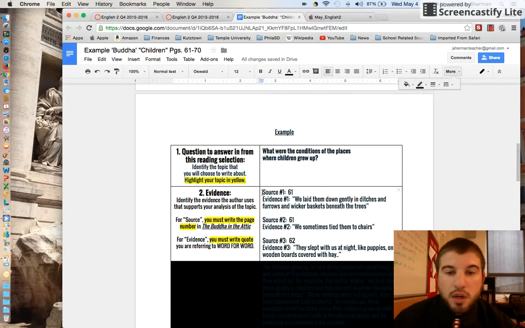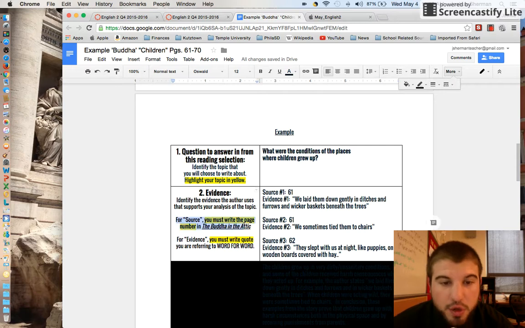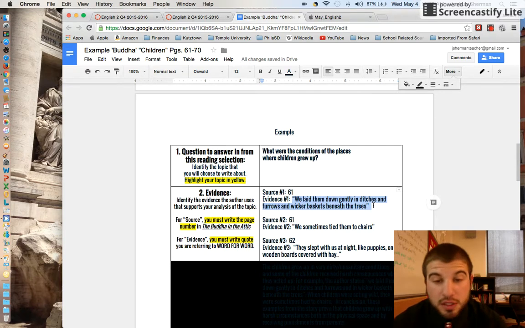So, for the source, if you refer over here, you're writing the page number where you found the evidence. And for evidence, you are typing out the quote from the story. So on page 61 in the book, the first sentence is, "We laid them down gently in ditches and furrows and wicker baskets beneath the trees." This is something that helped me realize that the children weren't really growing up in the best conditions, okay? They were being just laid down in ditches, outside. This sounds like they don't necessarily live in nice homes, okay?